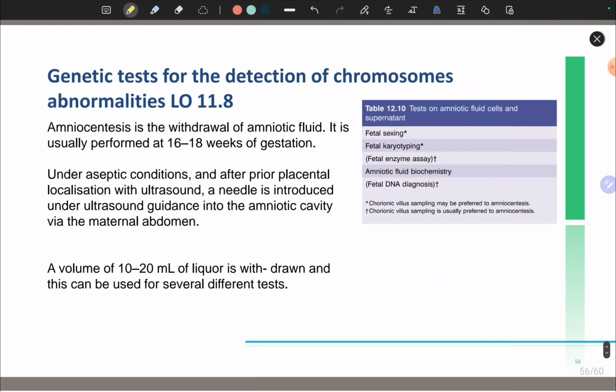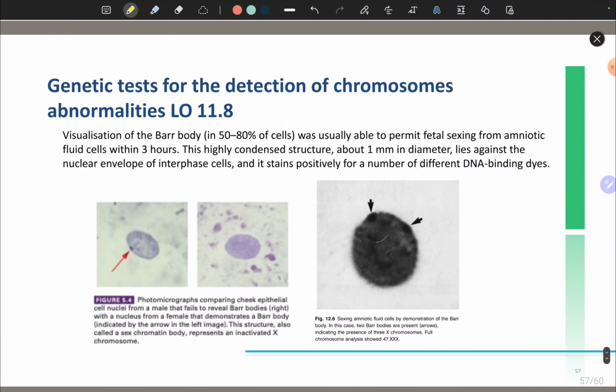So the most common are these three: amniocentesis, chorionic villus sampling, and ultrasound. Amniocentesis is the draw of the amniotic fluid, usually performed in this. And they take the fluid and examine it. Different examinations can be done. And according to the result, they can inform the lady to do the pregnancy continuation or termination.